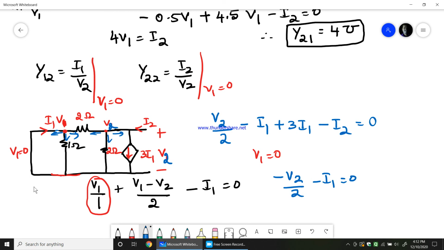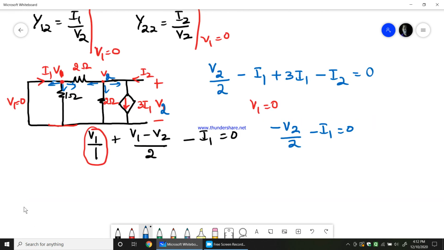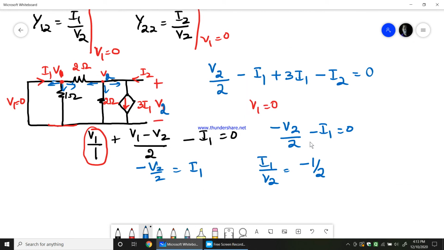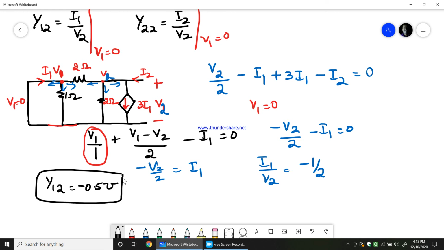So therefore, finally what we can say is minus V2 by 2 equals I1. Therefore, we know that Y12 is I1 by V2, so I1 by V2 would be equal to minus half. Therefore I'll be getting I1 by V2 is minus half. Therefore Y12 would be equal to minus 0.5 mho. So we got Y12.